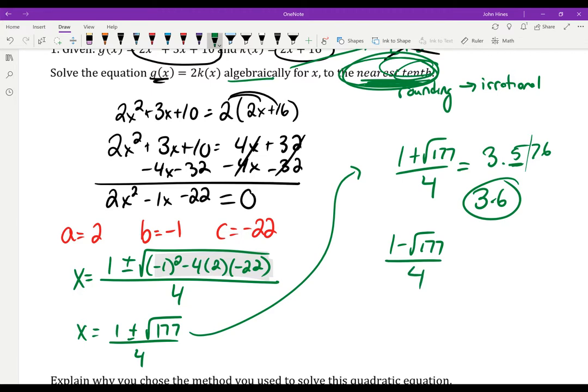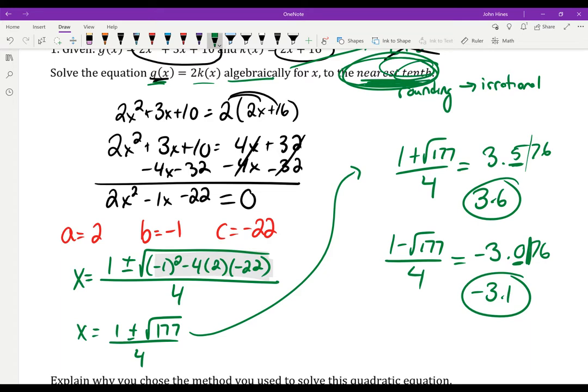The quadratic formula is beautiful because it just spits out the answers: -3.076. Do I chop or round up? I round up to -3.1. So those are my two answers, rounded to the nearest tenth, for when g of x equals 2k of x.